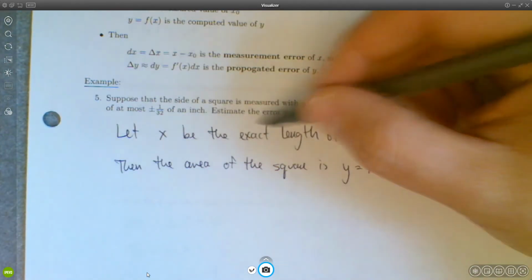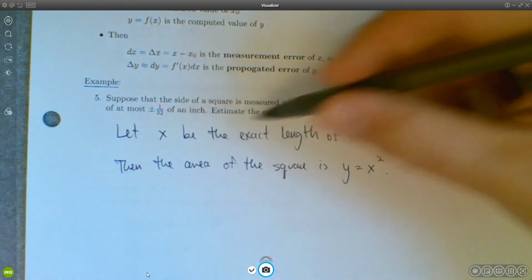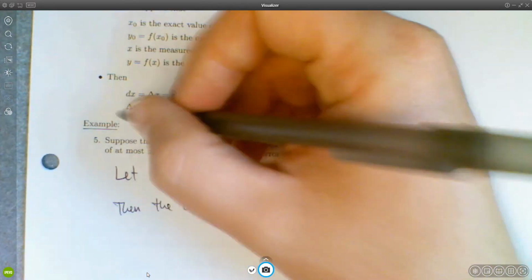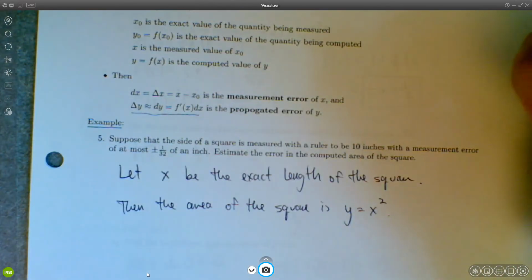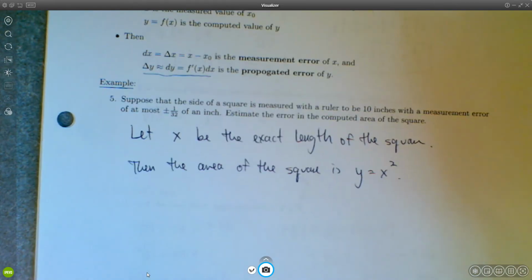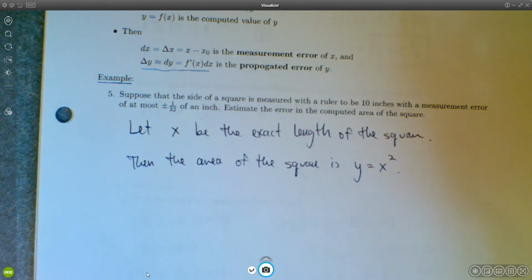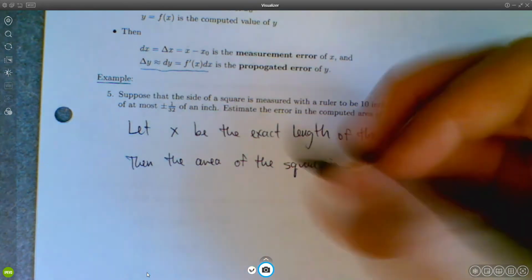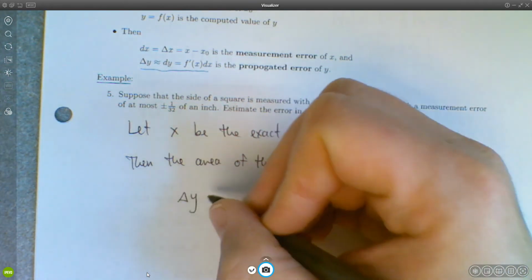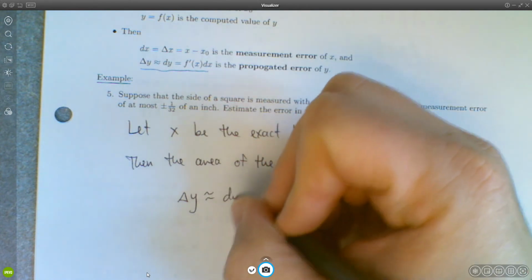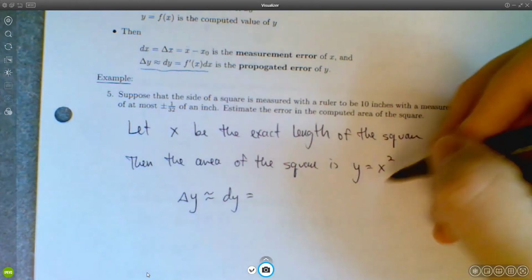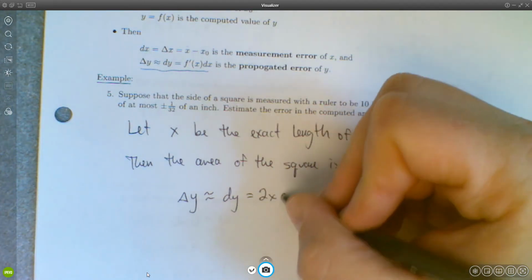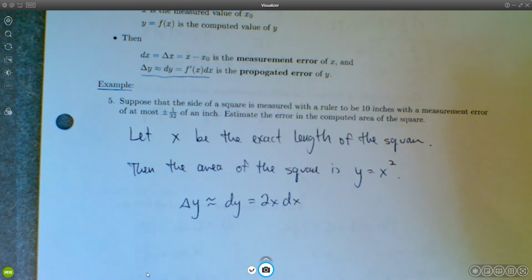So we want to estimate the error in this computed area. Well, the error is delta y, but it's approximately the same thing as dy, which is just f prime of x dx. So delta y is approximately dy, which equals f prime of x, that's 2x, dx. Okay?